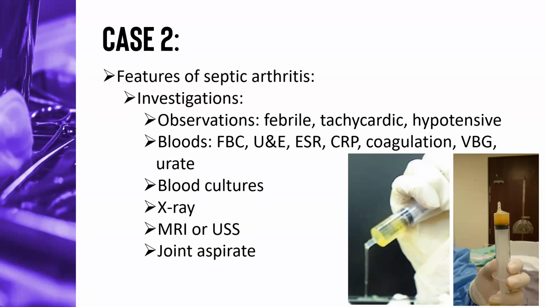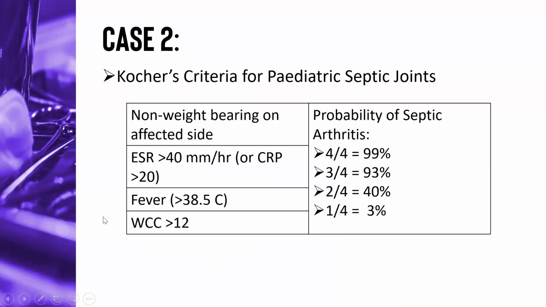Lovely. Sorry about that. Over here on the right-hand side, we can see that it's more turbid fluid, and that's why we'd be more suspicious of an inflammatory cause. This is pus here, so we'd be more suspicious of something like a septic arthritis.